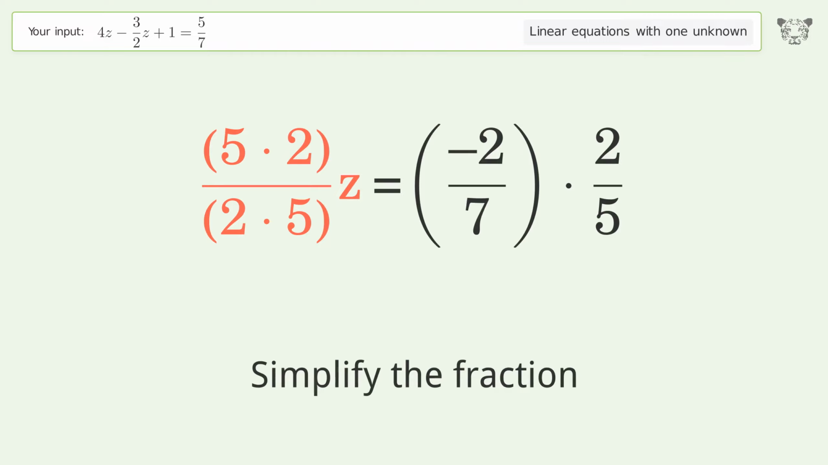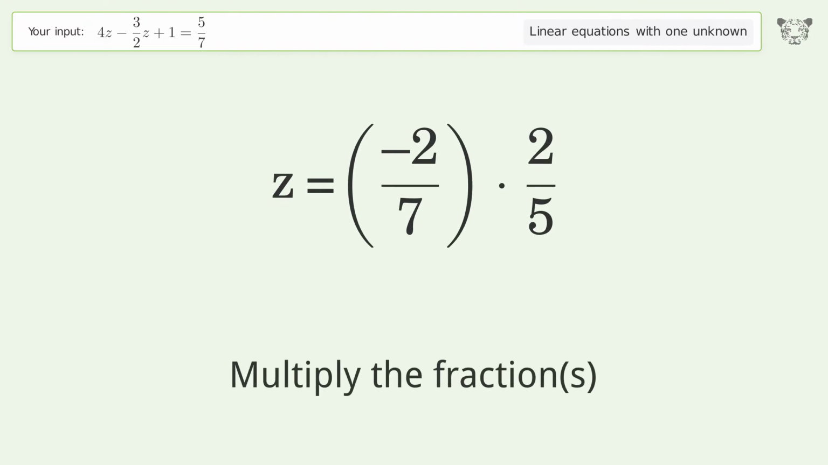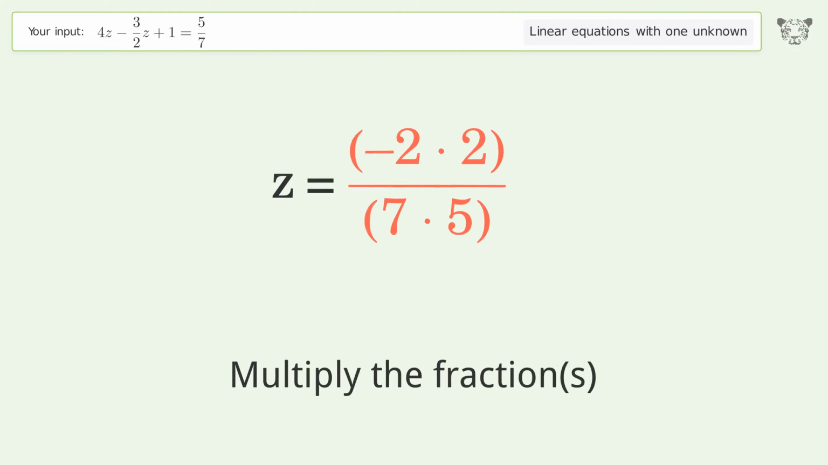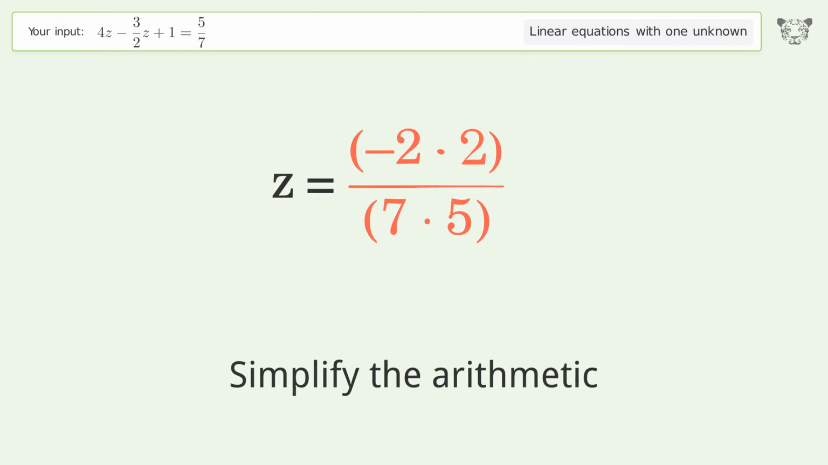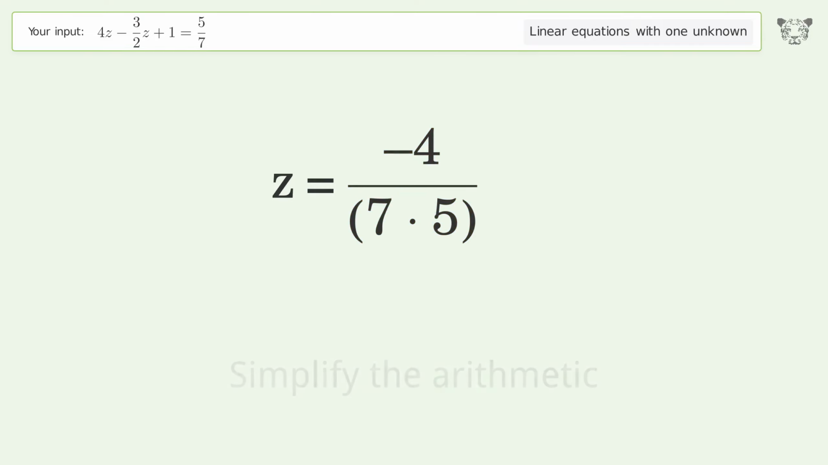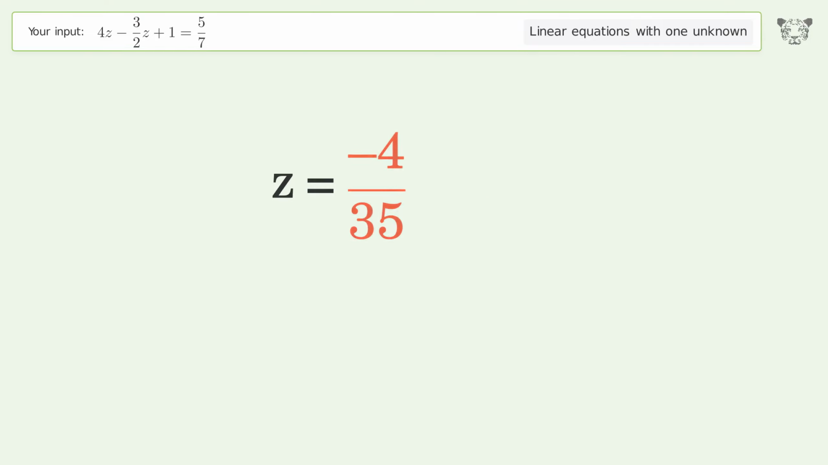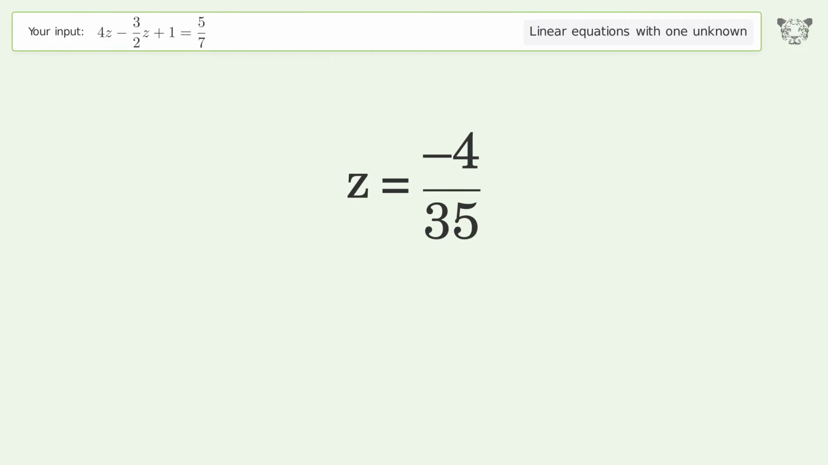Simplify the fraction. Multiply the fractions. Simplify the arithmetic. And so the final result is z equals -4/35.